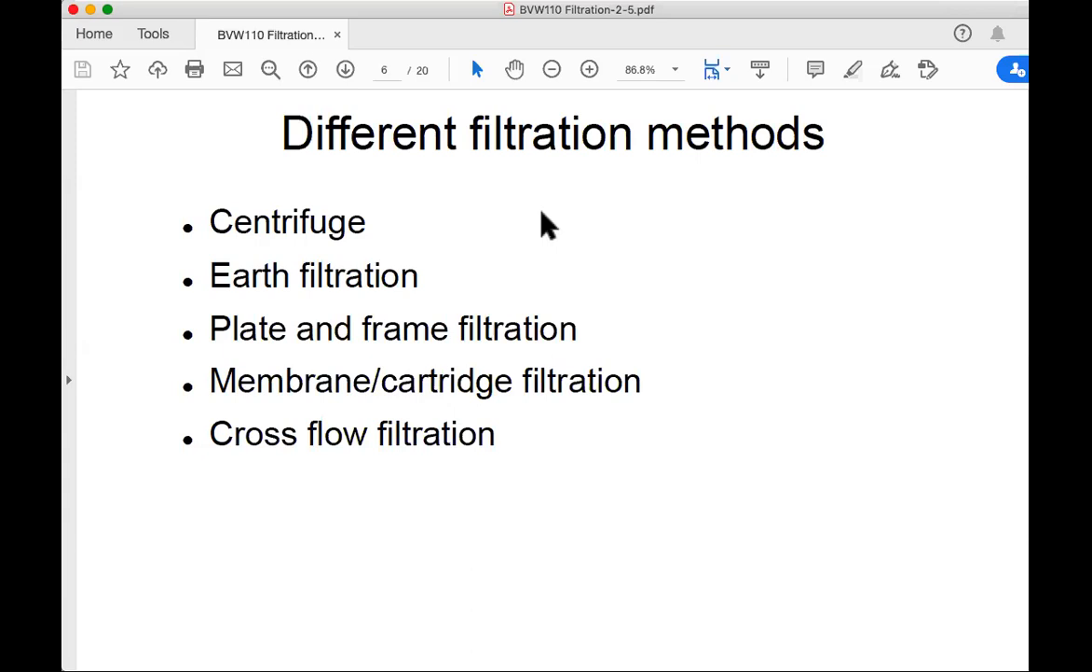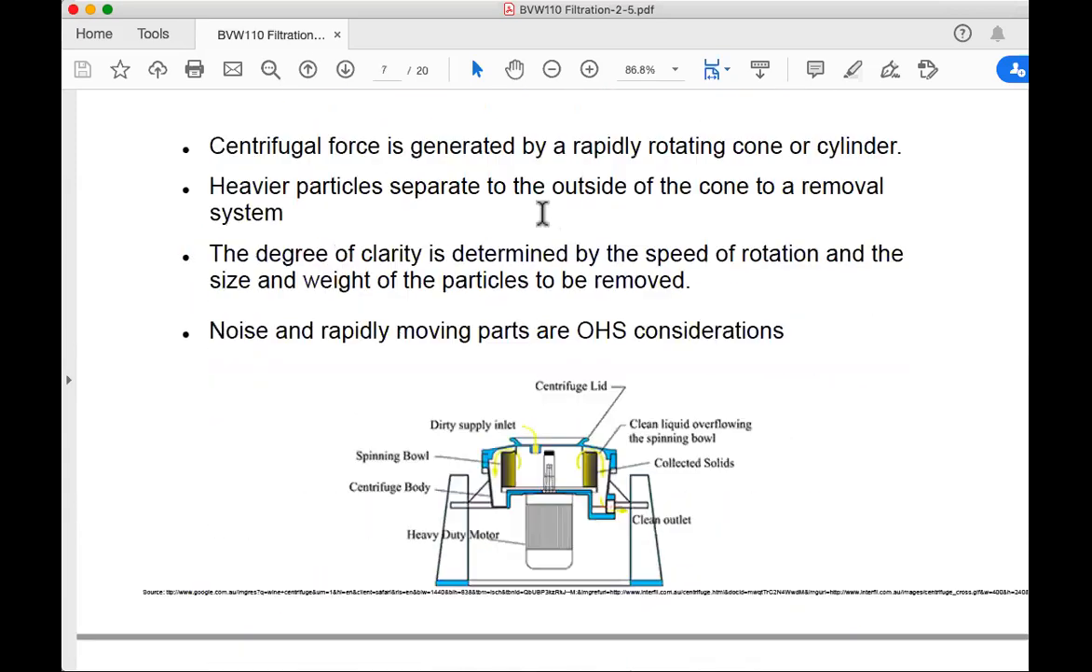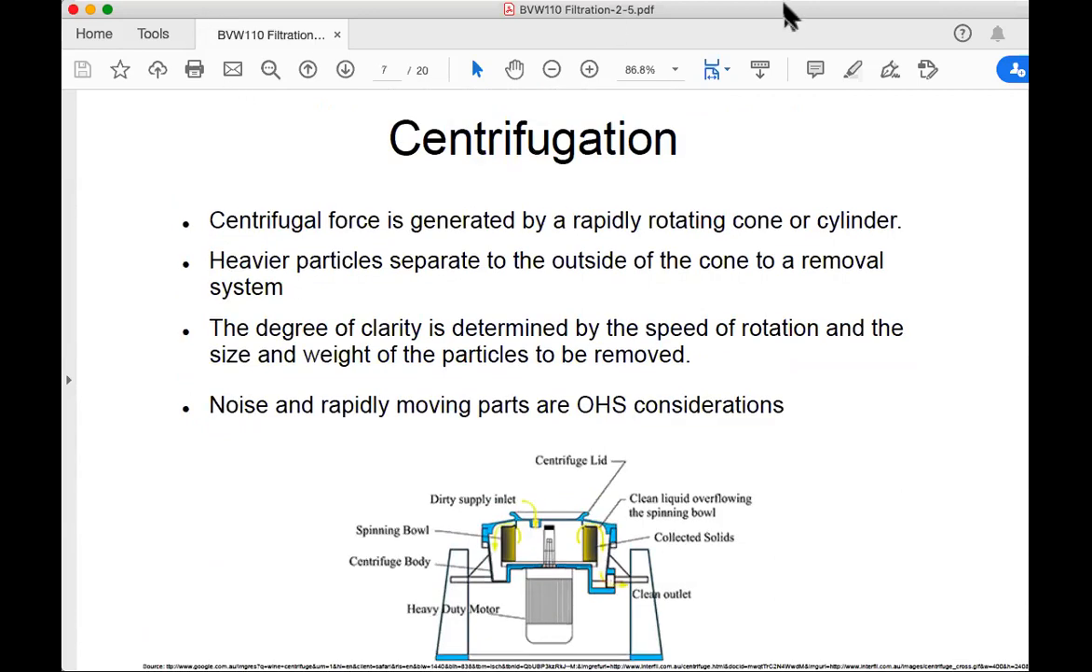Okay, so some different filtration methods to start off with. Centrifuges were quite common 20 and 30 years ago, and are less common now. But I think due to the low rate of capital item turnover in wineries, there's always something from 20 or 30 years ago sitting in the back corner. So you will still see centrifuges around.